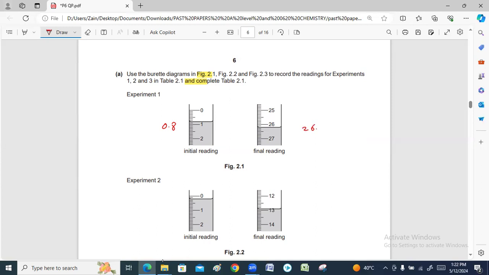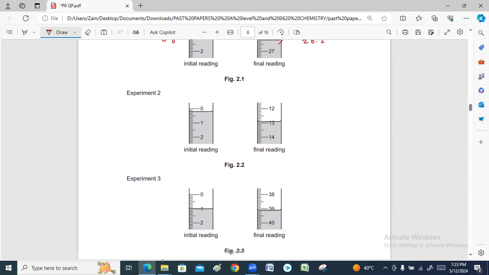So this is 26.2. For colorless substances, you have to take the lower meniscus. Here we are taking the hydrochloric acid aqueous solution, and this is colorless, so just look at the lower meniscus. If you have a meniscus like this, just take the lower meniscus. For colored substances, you can take the upper meniscus.